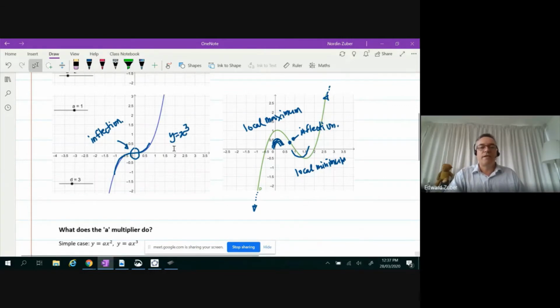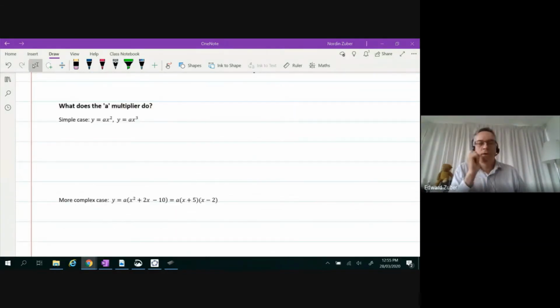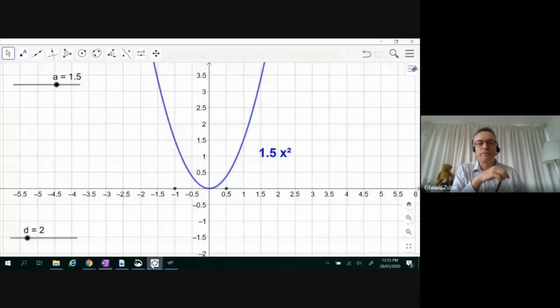All right, so that's our basics, y equals x squared and y equals x cubed. Now let's consider what happens when we multiply the x squared by a number such as y equals 3x squared or y equals minus 5x squared. Similarly, what happens when we do that to a cubic? I think the easiest way to do this is to explore it in GeoGebra.